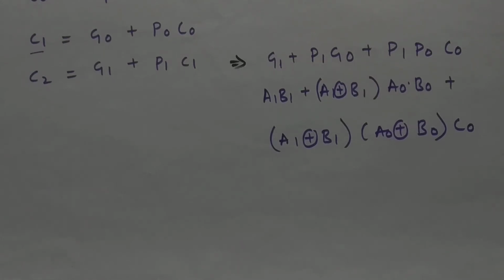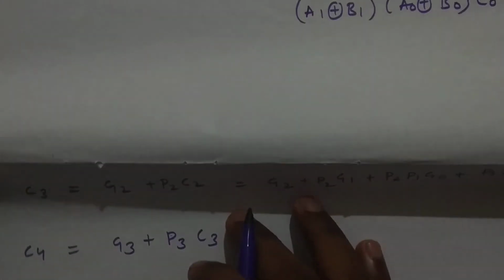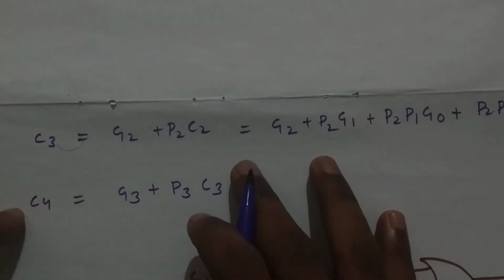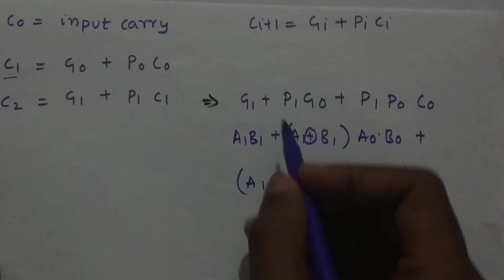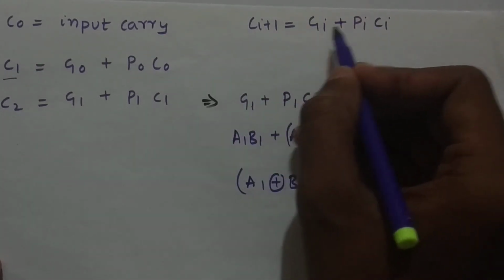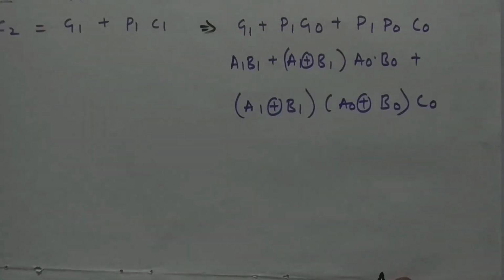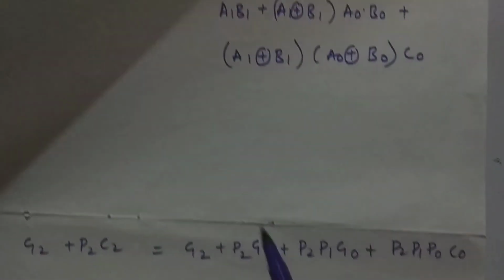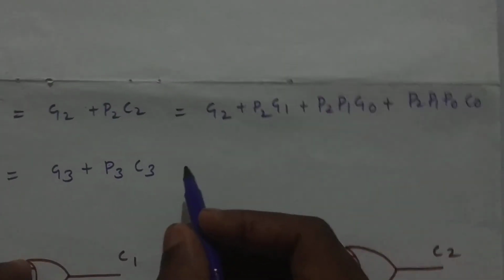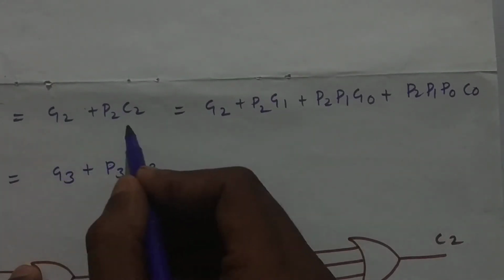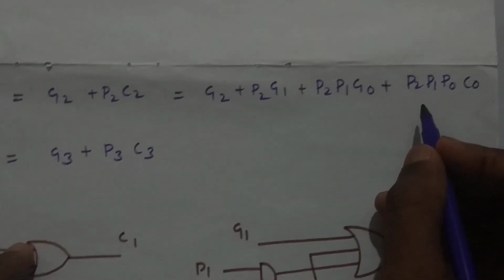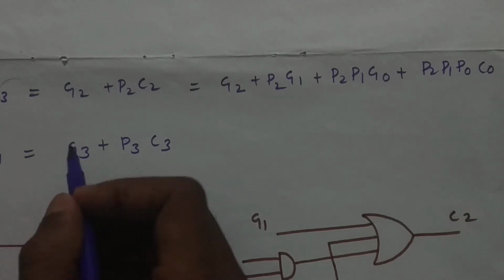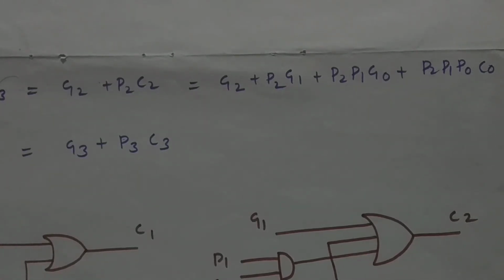Okay, now let's look at C3. I have written it down already. Substitute i equals 2 over here, so C3 will become G2 plus P2 into C2. We already got C2, so substitute it in C3, and we are going to get this expression. Similarly for C4. Now I'm going to show you how this is going to work for us.